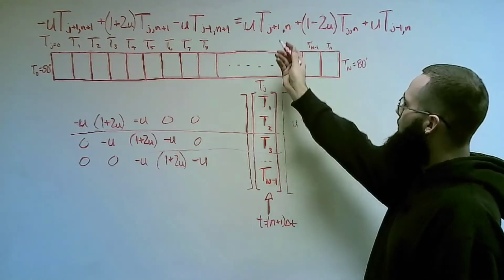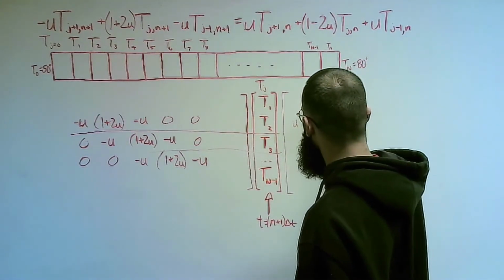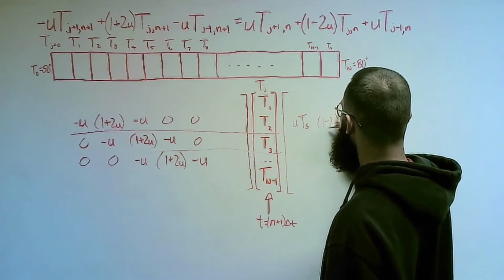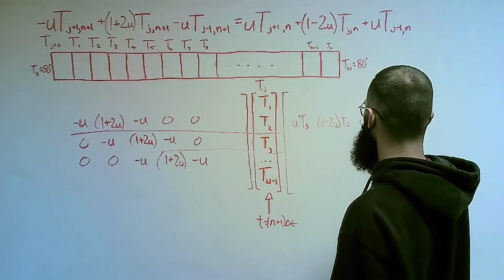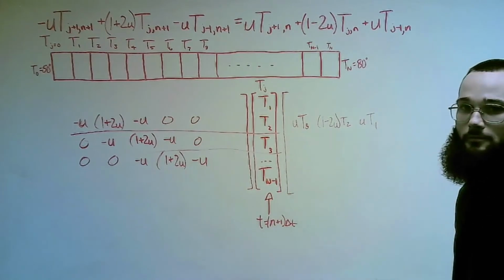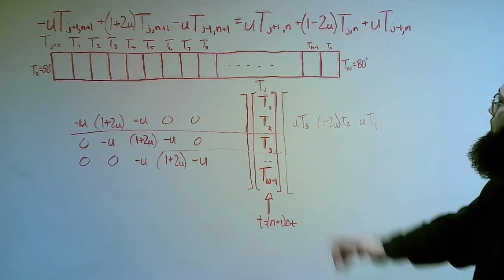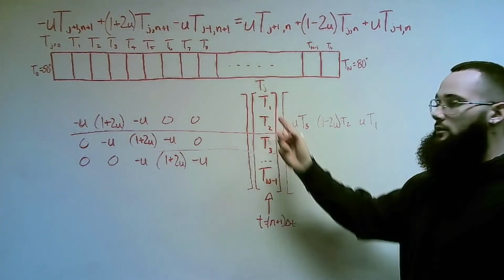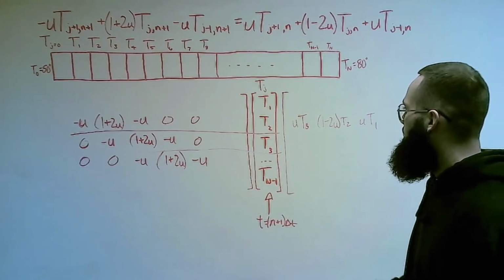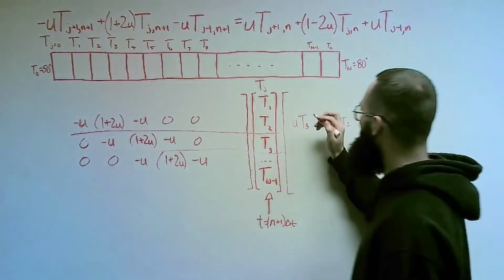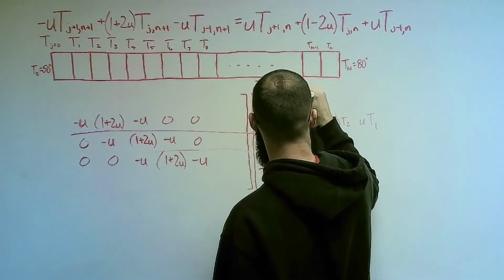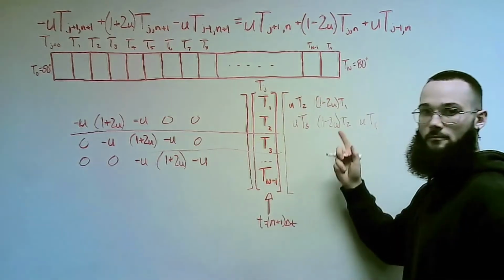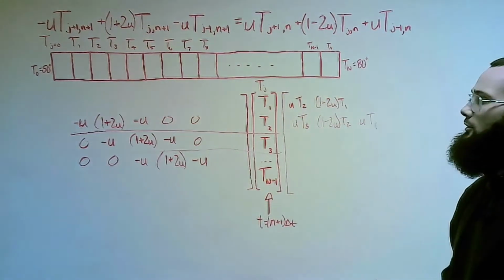So T2, Tj plus 1 is going to be u T3. And that's going to be 1 minus 2u T2 and u T1. And as you can see, that's what we would have from the equation. And these are all unknowns. But if you look at T1, there's actually something that we do know. So at T1, we're going to have u T2, 1 minus 2u T1, and then we're going to have this T0 value here.